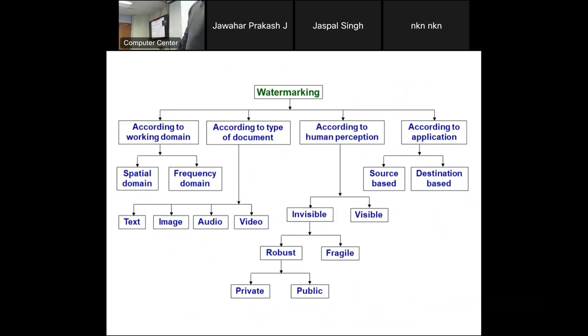So this watermarking has different types. It depends on which domain you are watermarking: according to the working domain, according to the type of document, according to the type of human perception, and according to application. So what does it mean, working domain? Working domain can be input domain, object domain, or the frequency plane, meaning the spatial frequency plane.